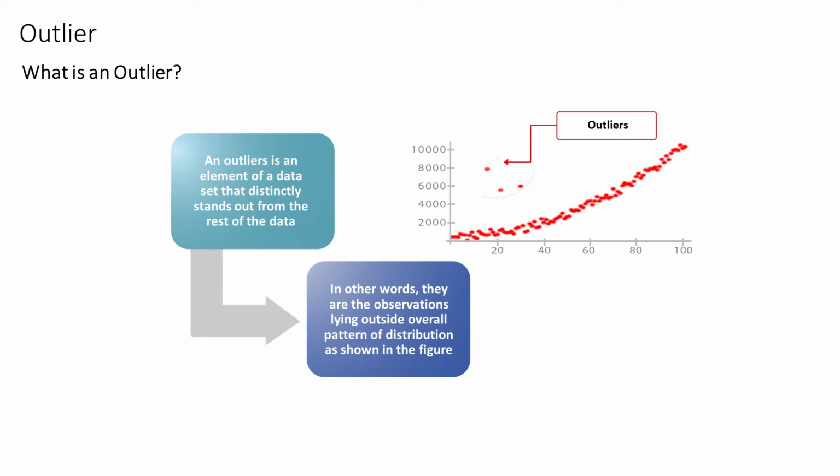The analytical technique that identifies and analyzes outliers is designed to isolate and illustrate these data points or items in your data set that are outside the central parameters of the data set. An outlier is an element of a data set that distinctly stands out from the rest of the data. In other words, outliers are those data points that lie outside the overall pattern of distribution.